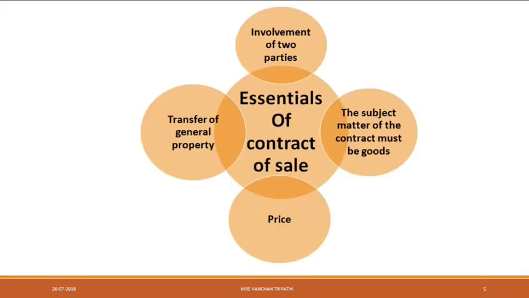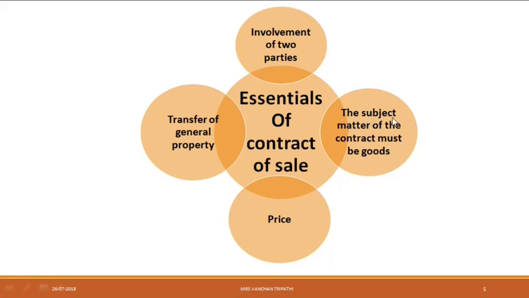These all are the essentials of a contract of sale. First, there should be the involvement of two parties. Of course, if there is a contract, there will be at least two parties. One party has to act as a seller, another party has to act as a buyer. A single party cannot play the role of seller and buyer both.